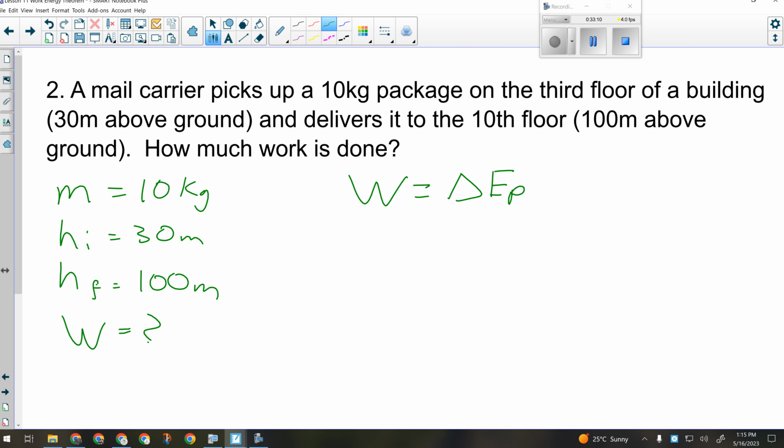And this question only asks for the work. There's only two ways to get work: force times distance, and final energy minus initial energy. I don't have force or distance here, do I? I mean, I could calculate the distance, it's 70 meters, but I don't have a force, so I can't do that way. But I can do this. Work would equal my final potential minus my initial potential. How do I know I can do that one?